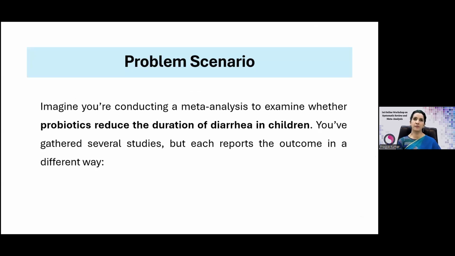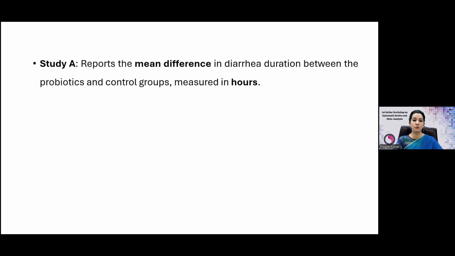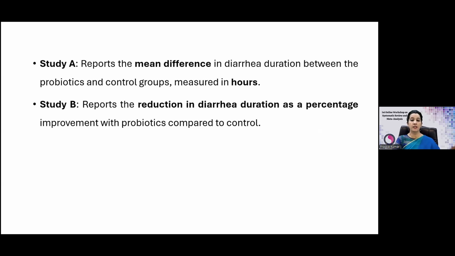Now, in case of this probiotic and diarrhea meta-analysis, we have gathered several studies, let's say from 2022, but you will find this problem in your meta-analysis, that the outcomes reported in these studies are in different ways. So how to do that? Study A probably has reported the mean difference in the duration of diarrhea between the probiotic group and the control group in hours. Another study has reported the reduction in diarrhea duration as a percentage, the way we have seen on the fourth day.